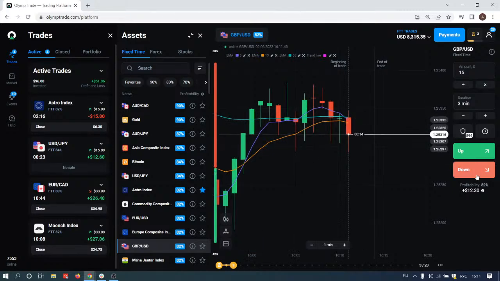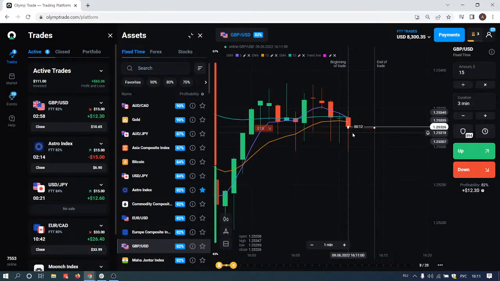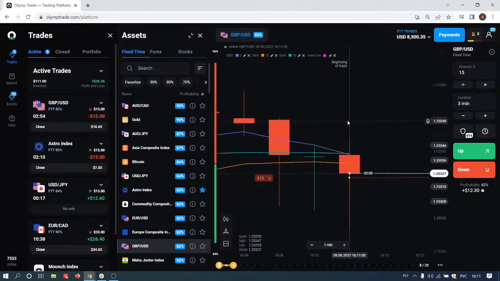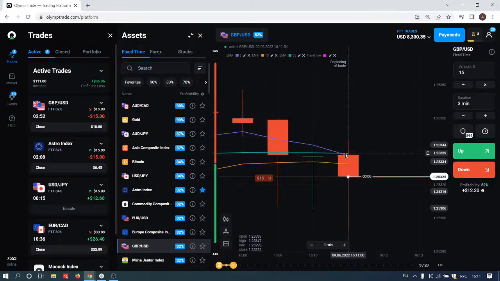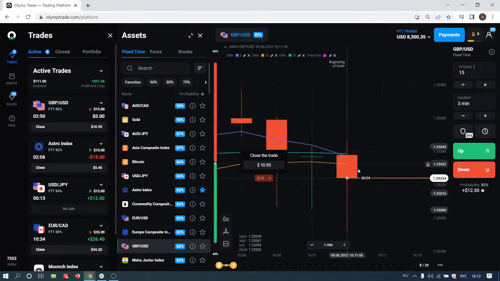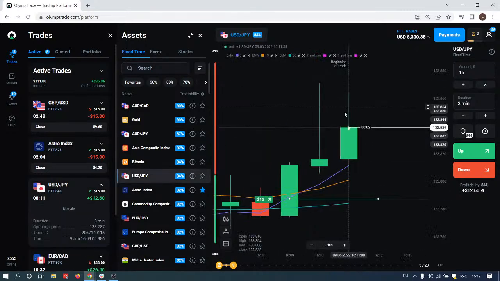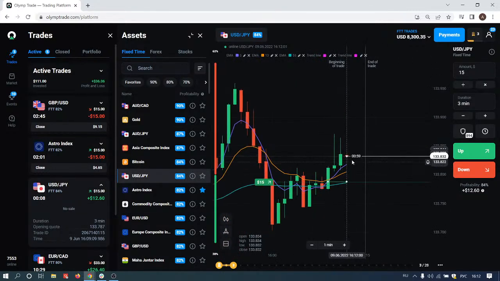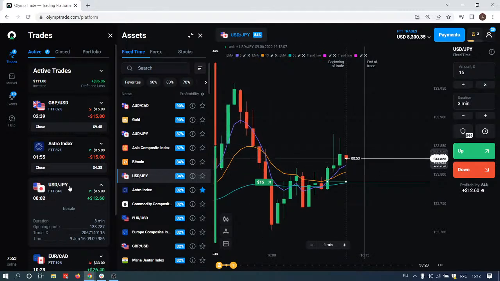All right, so the GBP USD, so the pound against the US dollar. So a signal for a down trade here, and I follow this signal, and here's my trade. Very simple. And all right, so this one should be closing with a profit in 5 seconds. Very nice trade on the USD JPY chart.